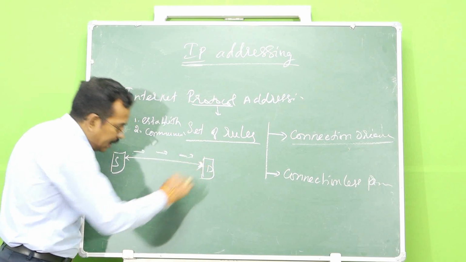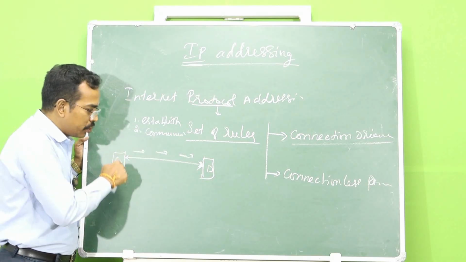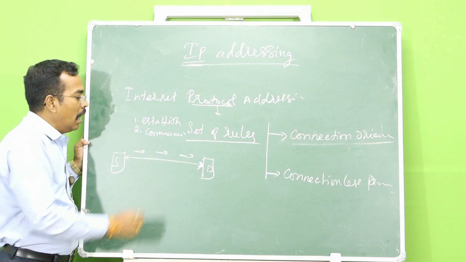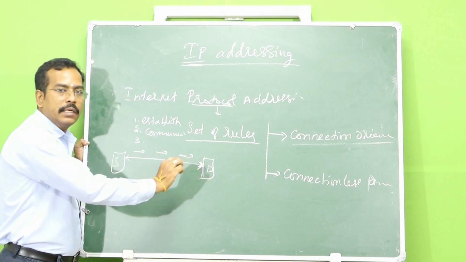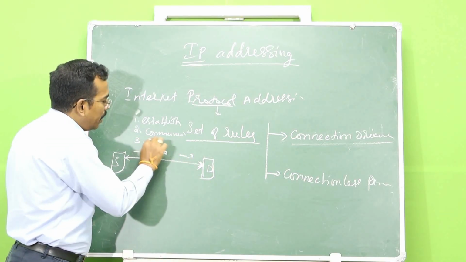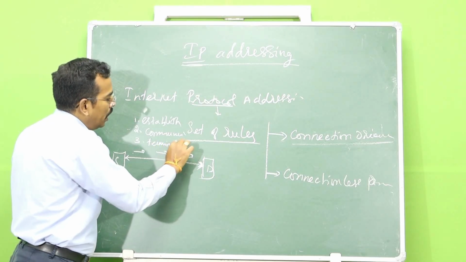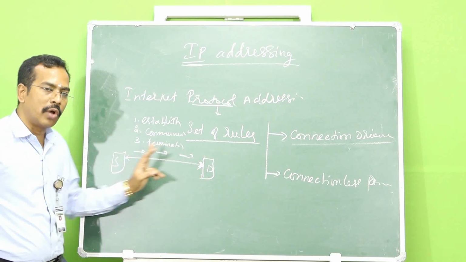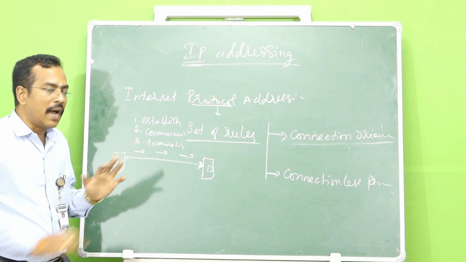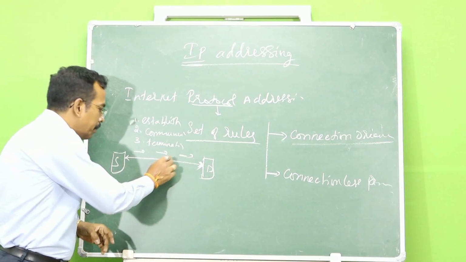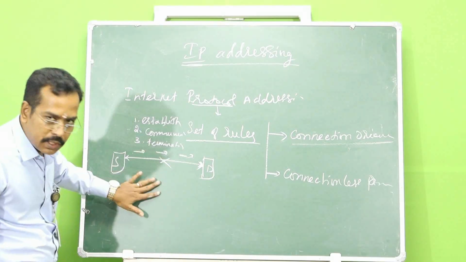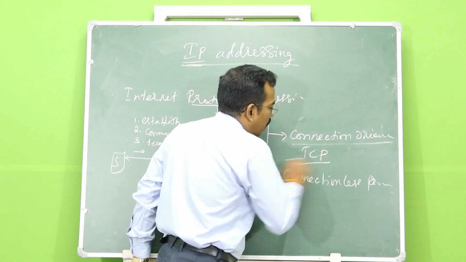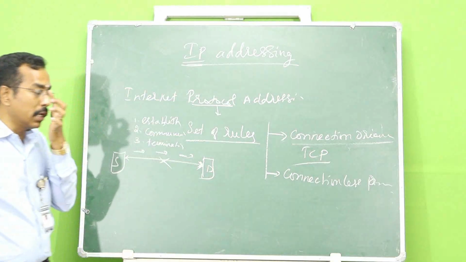This path will be maintained until all the packets from source to destination are communicated. After passing all the packets to the destination, we will terminate the connection. So we follow these three steps: first establishing the connection, then forwarding all the packets to the destination, then after communicating all the packets, terminating the connection. When we follow this method, it is called a connection oriented protocol. The best example for a connection oriented protocol is TCP, that is Transmission Control Protocol.